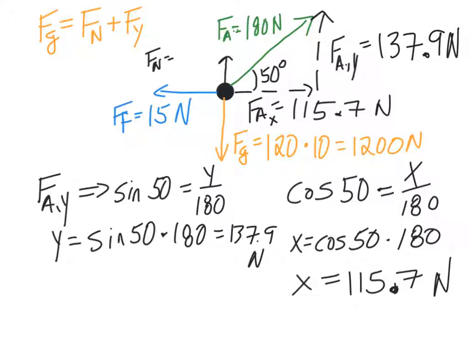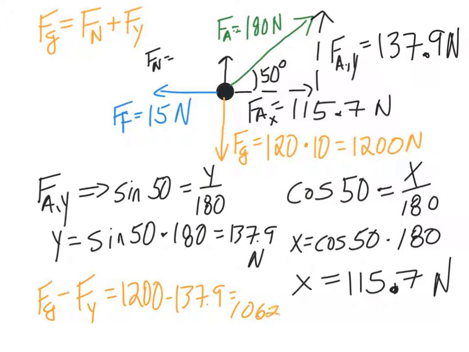So in that case, if I did that math, and I don't really have room to show it still, I can show it down here. The force of gravity minus the y component equals my normal force. So 1,200 minus 137.9, which equals 1062.1 newtons. Oh geez, really should have brought the stylus on. 1062.1 newtons. We'd have that there, okay.